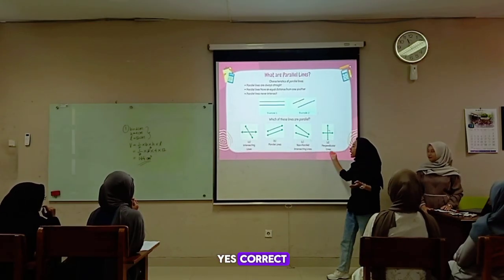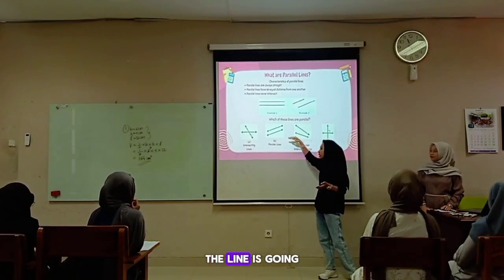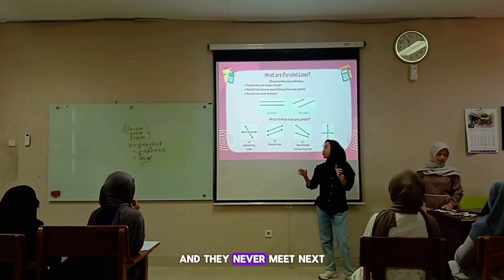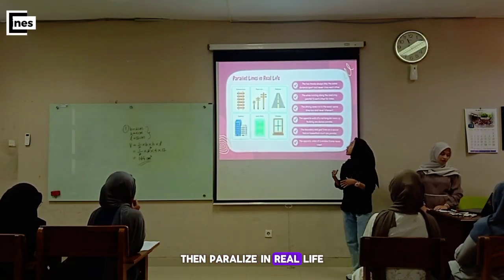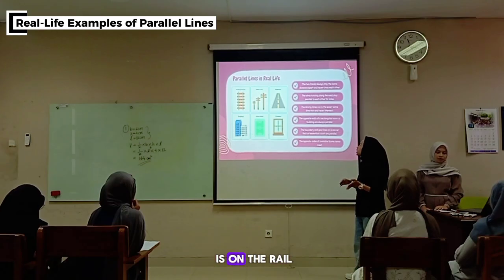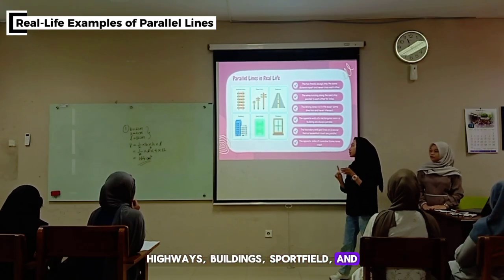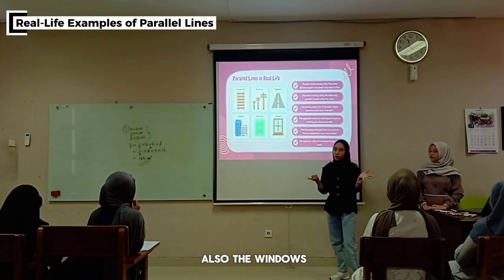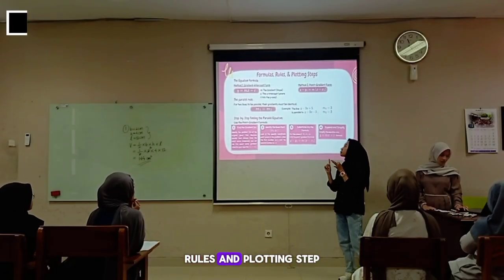B. Yes, correct. The parallel line is in picture B because the lines are going in the same direction and they never meet. Next, parallel lines in real life. Parallel lines in real life are on railroad tracks, tower lines, highways, buildings, sports fields, and also windows. And then we are going to learn about formulas, rules, and plotting steps.